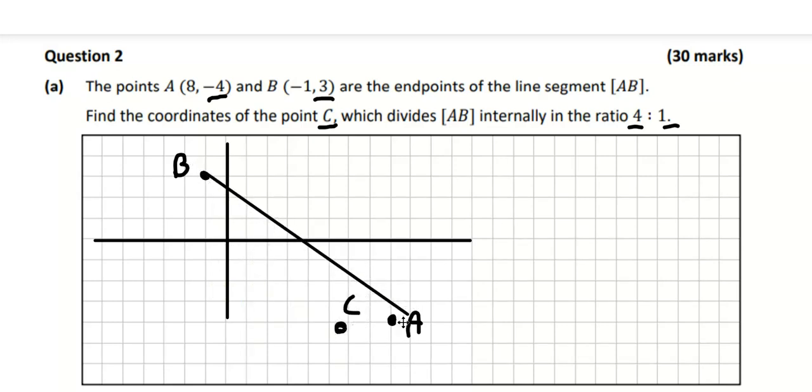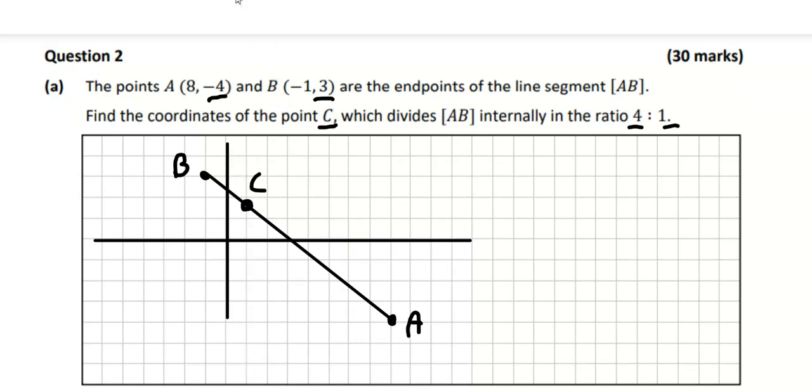Once again, in this case, C has to be much further away from A compared to B. It's going to be a lot closer to B than it is to A. It's a ratio of 4:1. That doesn't mean it's a length of 4. It means AC is 4 times bigger than BC. So just remember that.